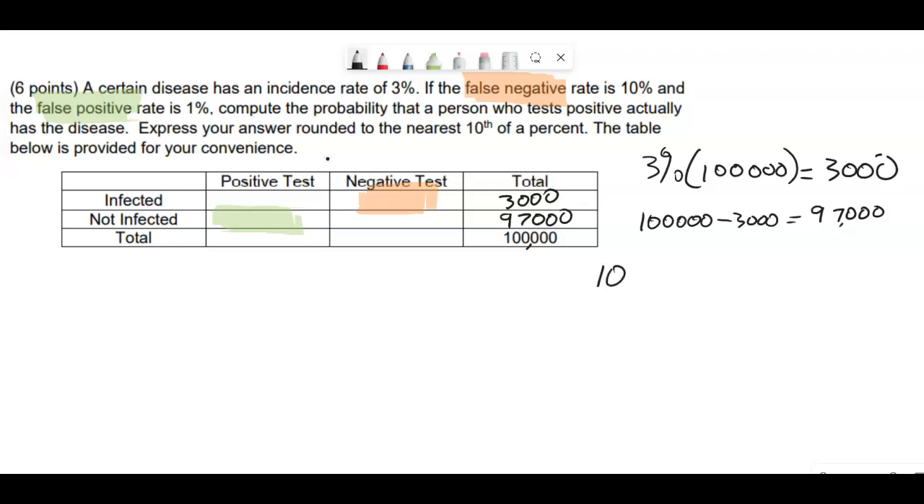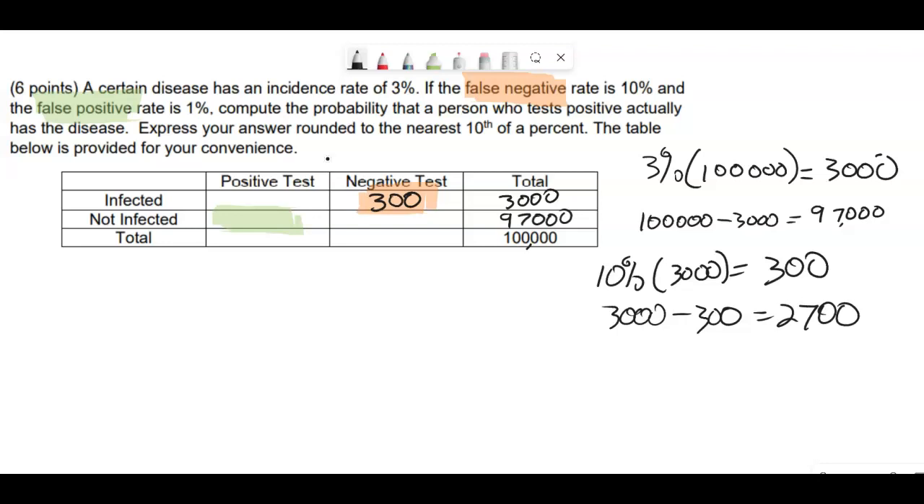If we do 10% of the people that are infected, they have a negative test but it's false, the 3,000 people, that's going to give us 300 people. 300 of these 3,000 get a false negative test. They should have tested positive because they are infected, but they did not get a correct test. And now 3,000 people minus the 300 with the false negative gives us 2,700 true positives. These are infected and they did get a positive test result.